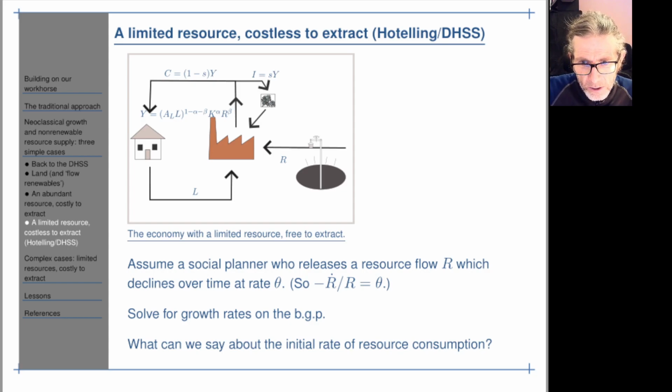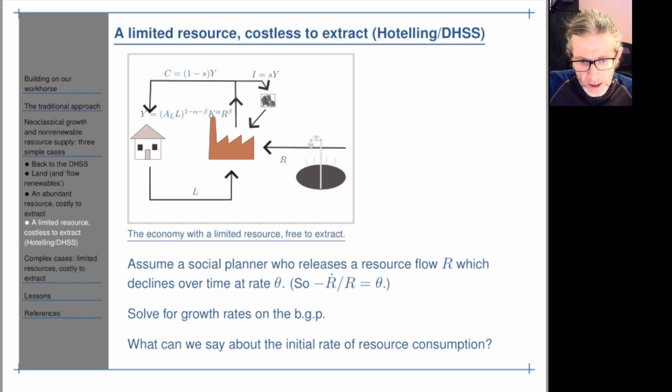And for now, we're just going to assume that the flow R declines at a rate theta, which, if you remember from the DHSS analysis, makes an awful lot of sense, at least on a balanced growth path. So then we're told to solve for what happens on the BGP. What can we say about the initial rate of resource consumption? So let's have a look at that.